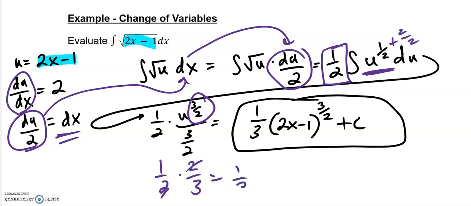And when you do that, that's where that 1/3 came up out front there. Then you resubstitute in the 2x minus 1 back in there, and you get 1/3 times the quantity of 2x minus 1 to the 3/2 power plus c for that one.